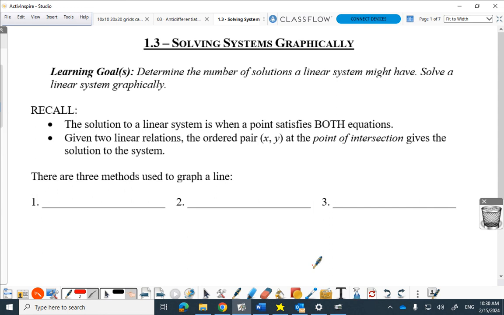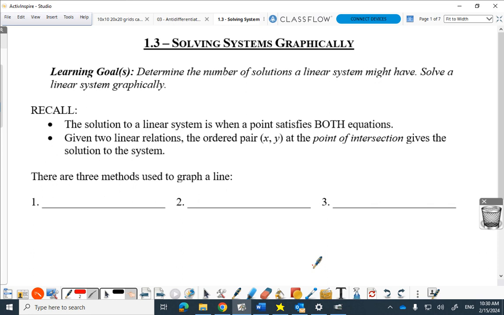Learning goal: determine the number of solutions a linear system might have and then solve it graphically. So these learning goals tell you what you should be able to do at the end of the lesson. At the end of the lesson, do you think you can do this now? Yeah, so this is what I'm going to teach today, how to do this.